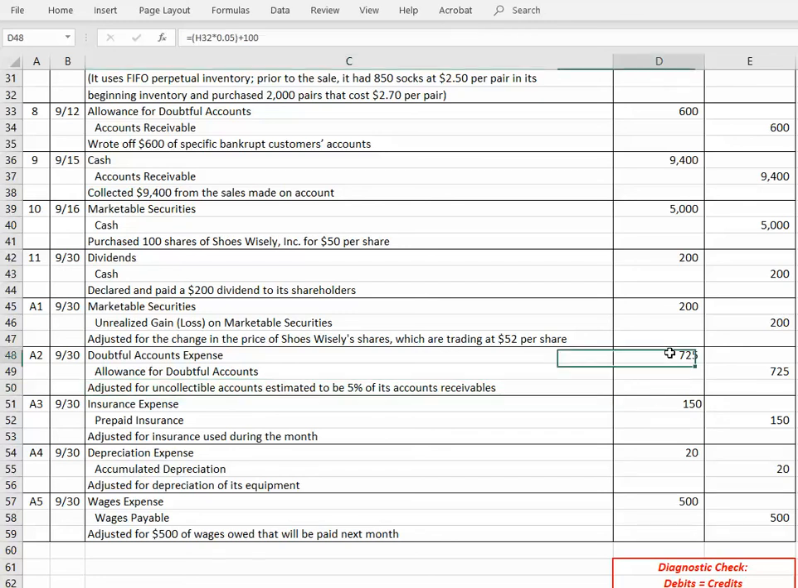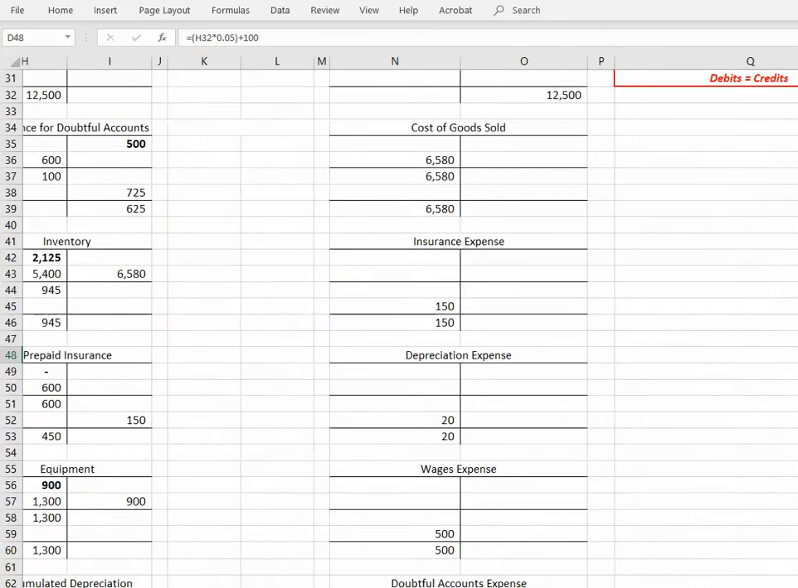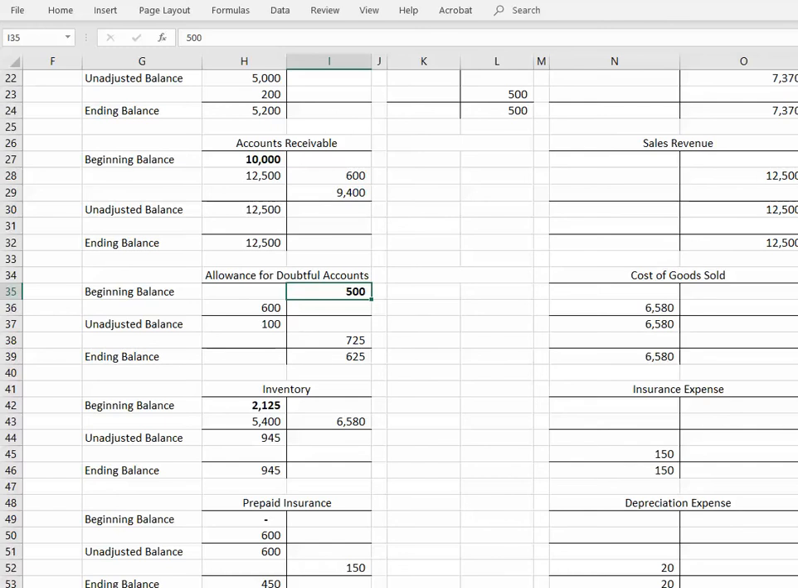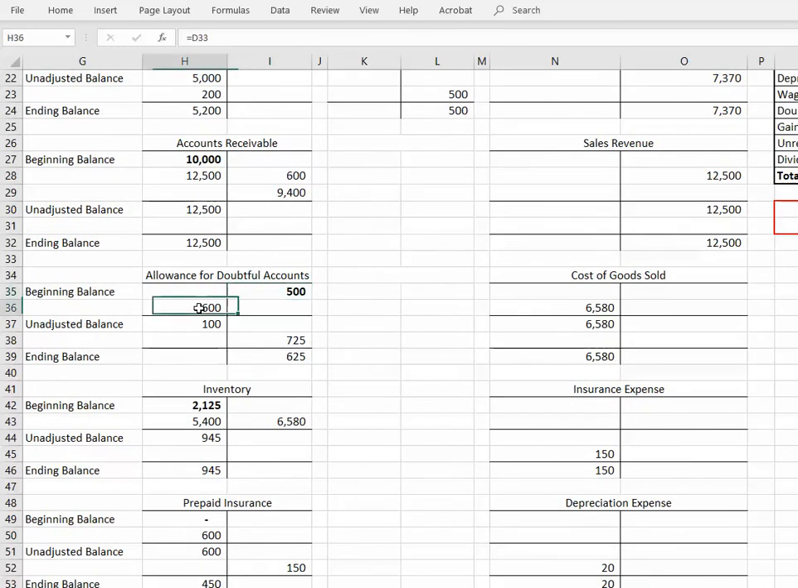Now you'll notice here that this is not the same amount, and that's because, if we look back here, last period we had allowed $500 to go bad. What we ended up actually writing off was more than what was allowed for. So we have, in a sense, under-allowed last period. We didn't expense enough by $100. So to get to this proper ending balance of $625, which, by the way, is equal to, I'll prove it here, your 5% times the receivable.